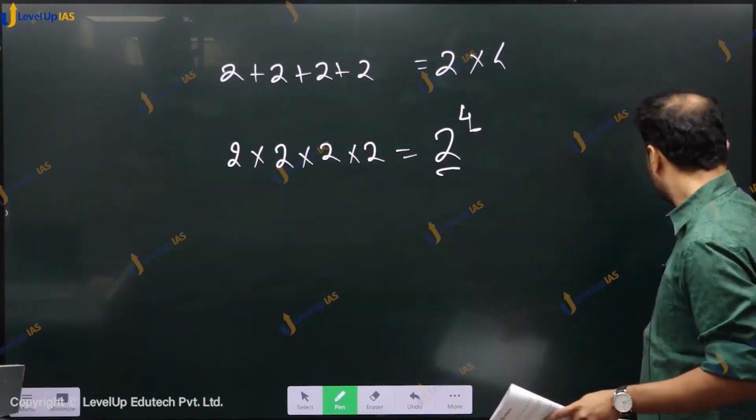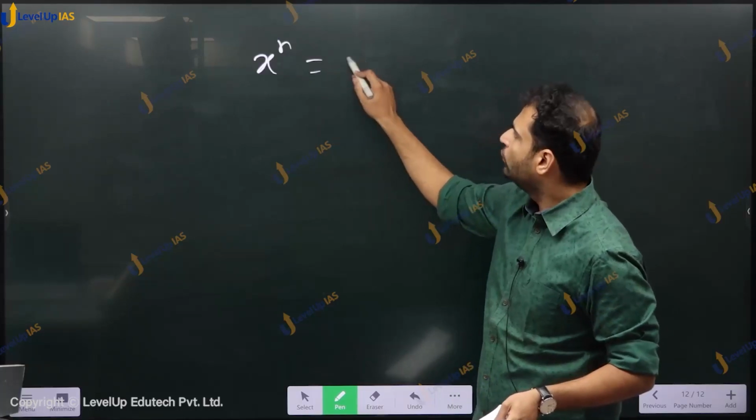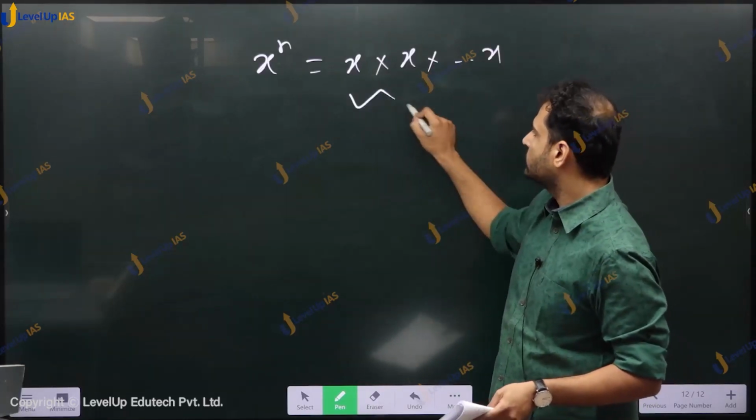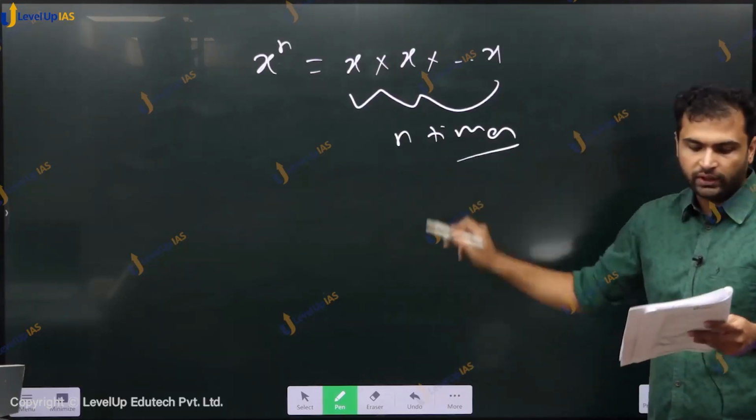In general, x raised to n would mean x into x into x, how many times? n times.